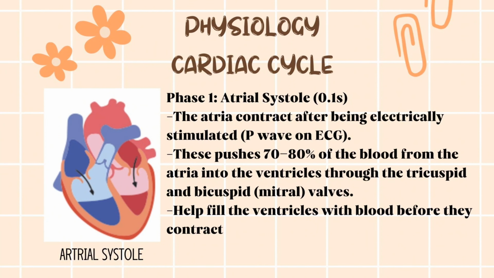The cardiac cycle consists of 3 phases. The first phase is atrial systole, which lasts approximately 0.1 second. During atrial systole, the atria contract following electrical stimulation marked by the P wave on the ECG. This contraction pushes 70 to 80% of the blood from the atria into the ventricles through the tricuspid and bicuspid valves. This process ensures the ventricles are adequately filled with blood, preparing them for their subsequent contraction.